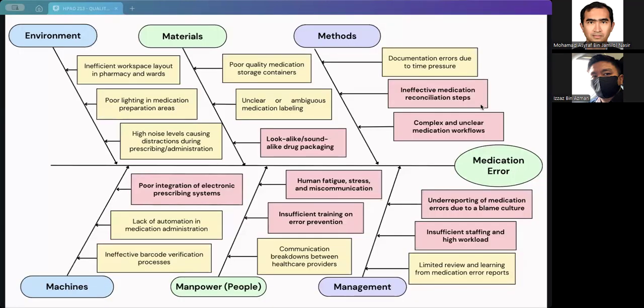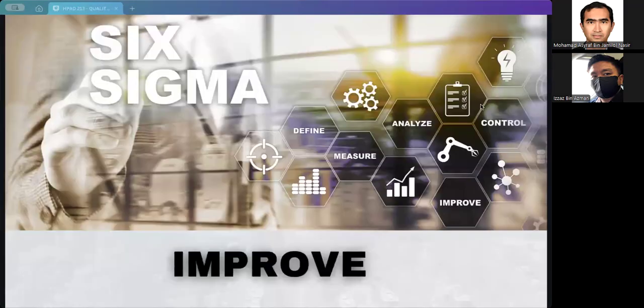Moving on to the next component of Six Sigma, which is analyze. From our analysis, we decided to use the Ishikawa chart, or fishbone, and we highlighted these eight root causes that lead to medication error, which are highlighted in red and further discussed in our next slide.